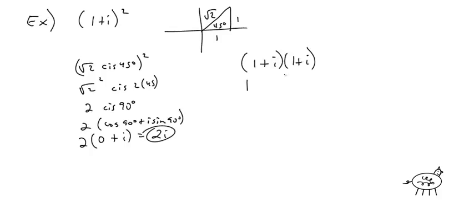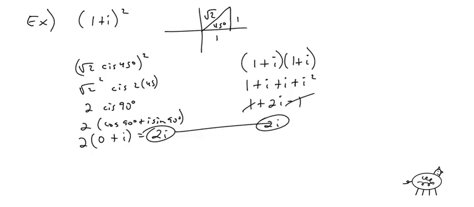So I get 1, if I do FOIL, 1 plus i plus i plus i squared. So we have 1 plus 2i. i squared is negative 1. Ooh, very exciting. They cancel out and we have 2i. So we have the exact same answer here. Okay. Now, which one would you use? Probably you'd use this guy right here.